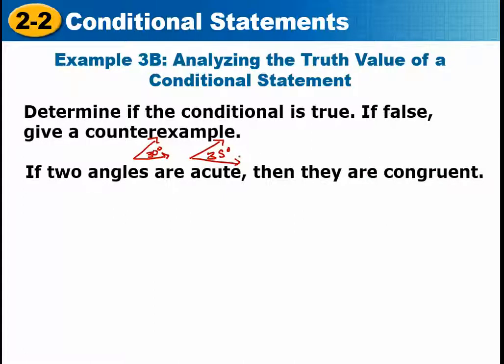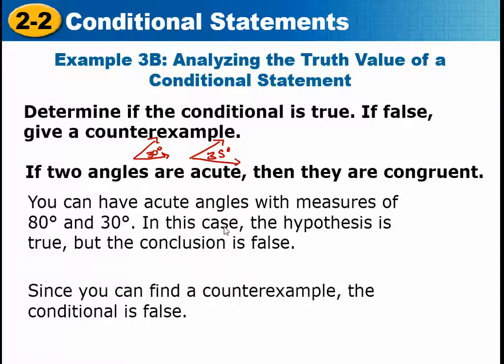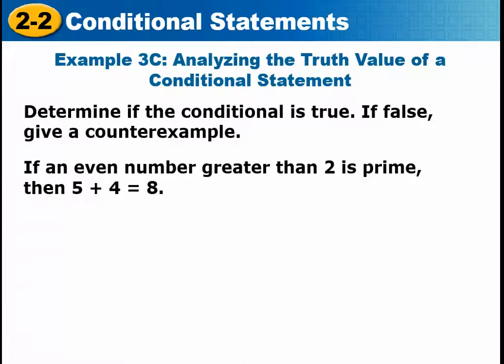I just did not draw two congruent angles. I made 30 and 35. Those are not congruent. Therefore, this is a counterexample that shows that this statement is false. I only have to have one counterexample. I have two acute angles, and they're not congruent. So the hypothesis is true, but the conclusion is false. So that is your counterexample. If you can find a counterexample, then your conditional is false.